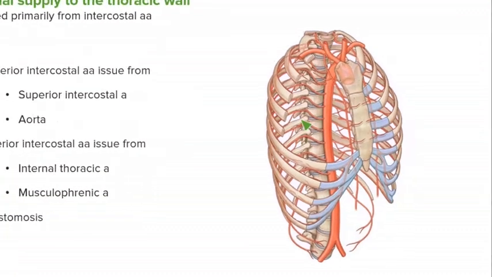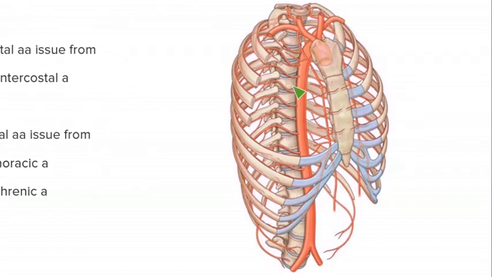We have a posterior set of intercostal vessels, many of those coming off the aorta directly, as we see here. We also have anterior intercostal vessels, with many of those being sourced from the internal thoracic artery that we see here along the sternum. This is the right internal thoracic. We also have the left internal thoracic just along the left margin of the sternum.